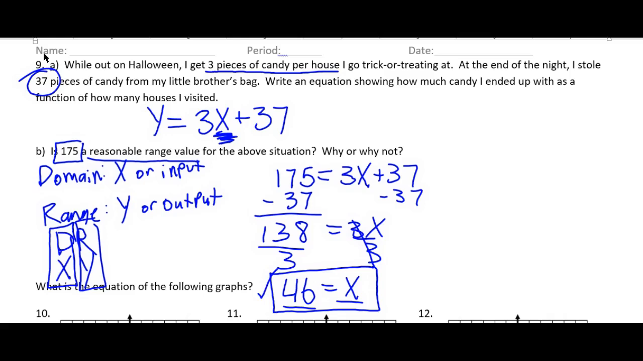Now, something that's not reasonable, if I'd gotten something like x equals 46.3 houses, that's not going to work. You can't really go to 0.3 houses, not going to be able to do that. So that was the idea on this question. I was looking to see if you realize that decimals don't work, only whole numbers do work. So 175 is a very reasonable amount of candy that we could get here.